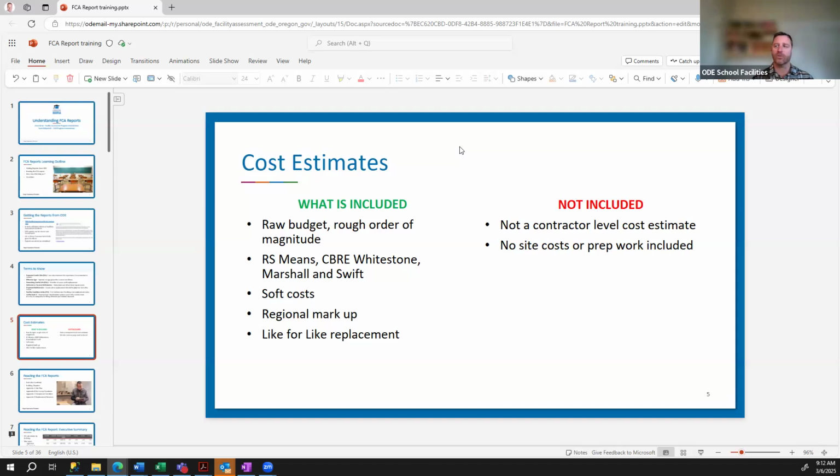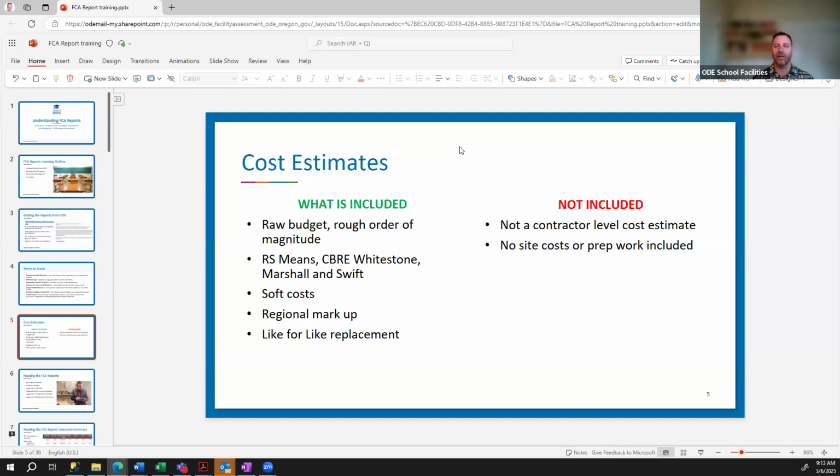The cost should also include soft costs. So that's your permits and security, marketing, things like that that you need. Regional markups. There's a weighting factor all over the state where if you're in a rural area, it typically costs more to get services and supplies in those rural areas. So there is a markup added to those parts of the state.